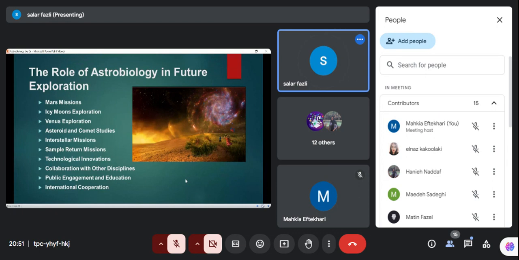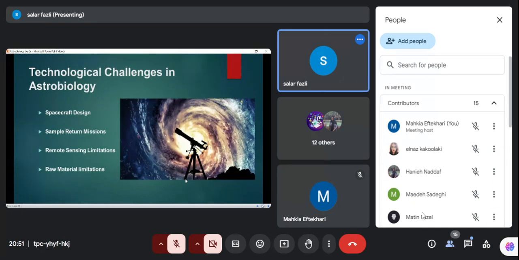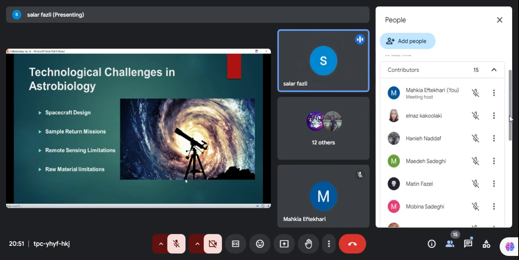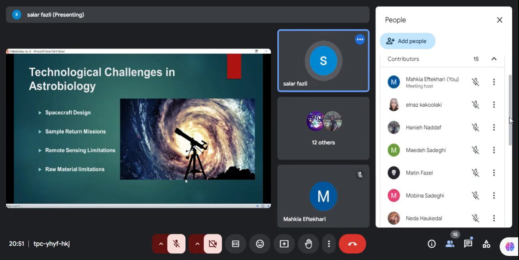Okay, so technological challenges in astrobiology. We are going to look at some challenges, especially in the technological aspect of astrobiology. As you know, astrobiology relies on advanced technology for research and exploration, raising several challenges: spacecraft design, sample return missions, remote sensing limitations, and raw material limitations.